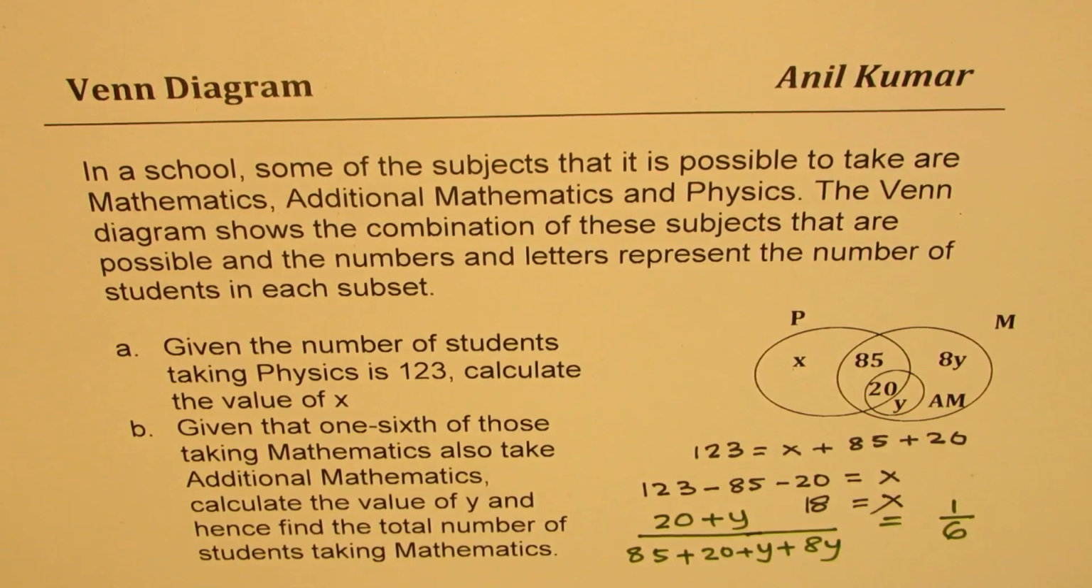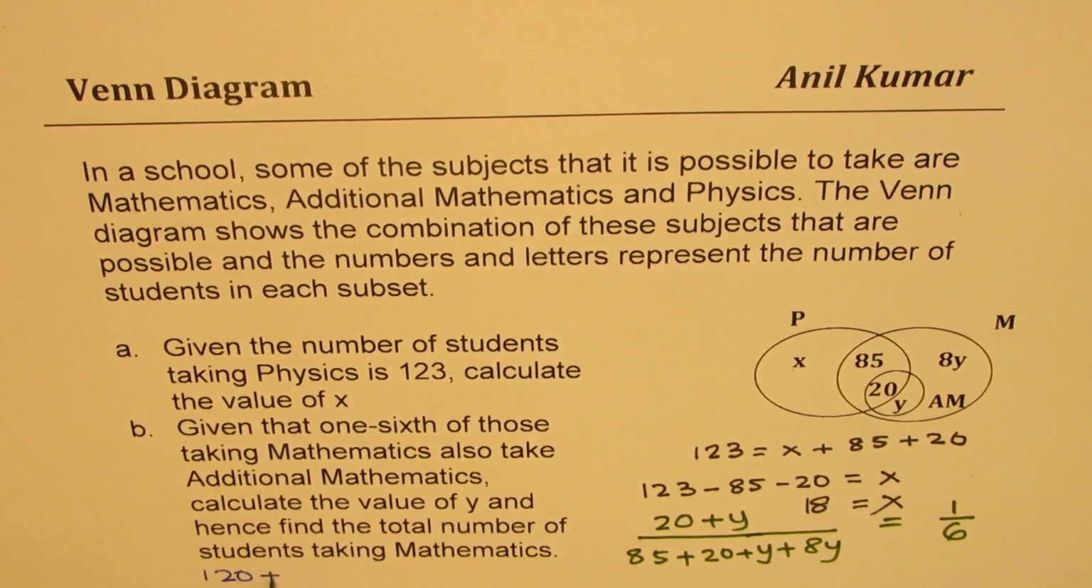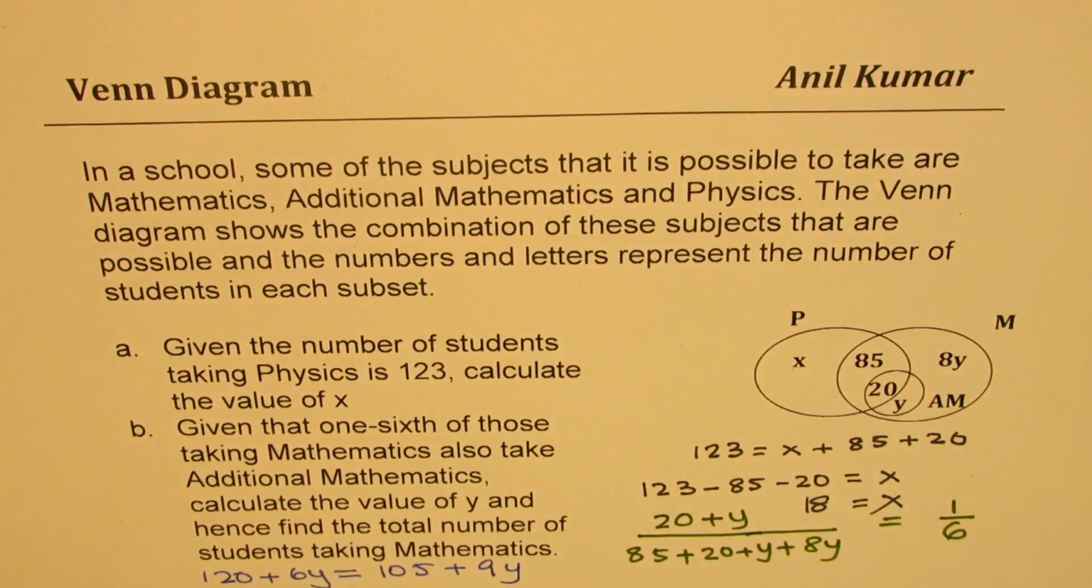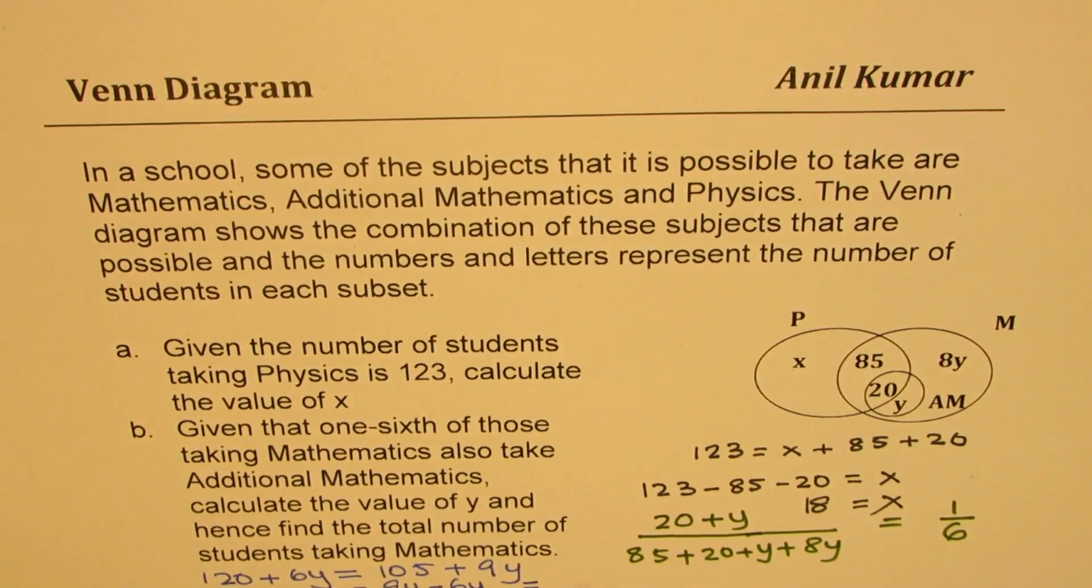Now it's a question of solving this equation. You can cross multiply and then solve it. So let's cross multiply. 6 times 20, so we'll write here 120 plus 6y equals 85 plus 20 is 105 plus 8y plus y, 9y, right? So that is what you get. Now you can bring the numbers on one side. So 120 take away 105 should be equal to 9y take away 6y. So that is 15 divided by 3, that gives you y as equal to 5.